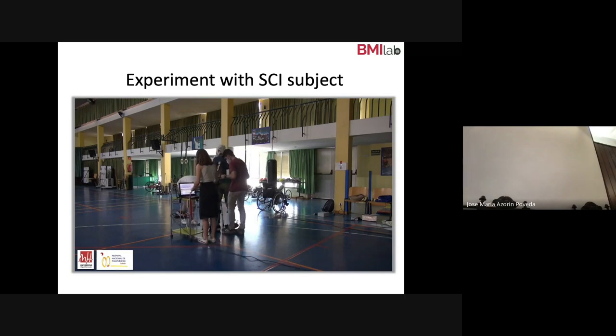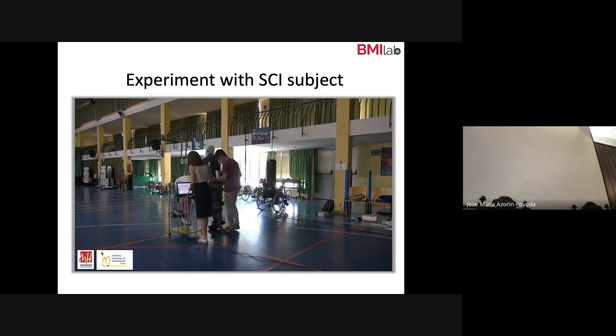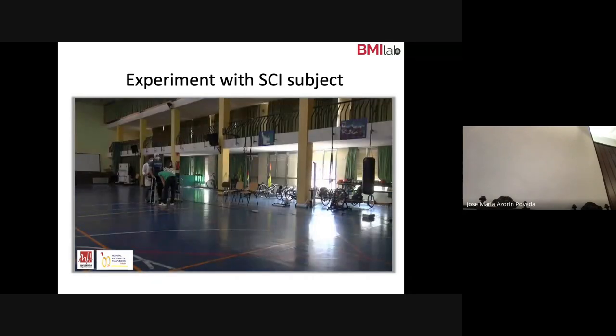I have to say that it was a spinal cord injury patient, and for that reason, the hospital asked for the assistance of 2 people, one for helping with the support in the back part, and another for helping with the removal of the head. Anyway, we checked that the system can be used for the subject, but we realized that we had a very important problem. It was related to the time that we needed for performing the experiment.